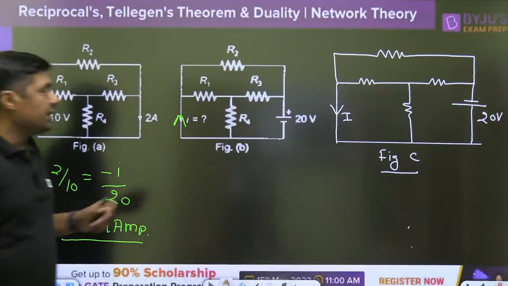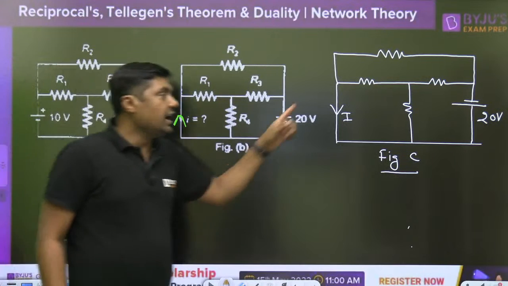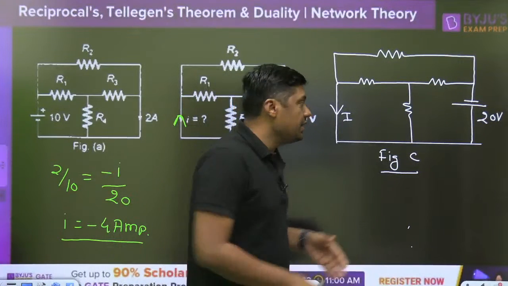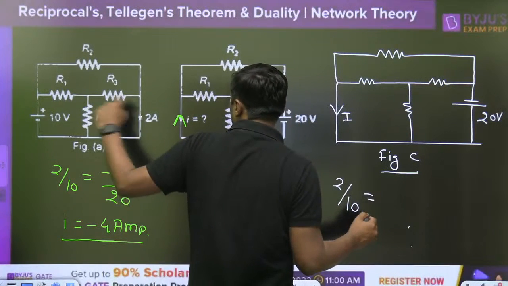Or you can compare with that. Here this is the 10 volt battery, here the 2 ampere. But I am changing the polarity. That polarity is reversed and the direction is downward. Then again you have to write 2 divided by 10, from the first figure, 2 divided by 10.